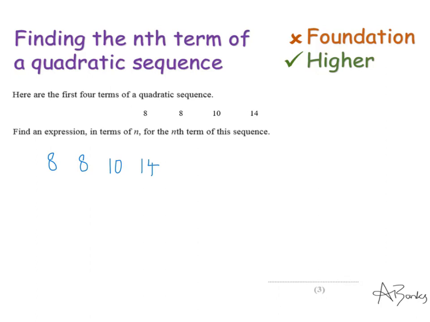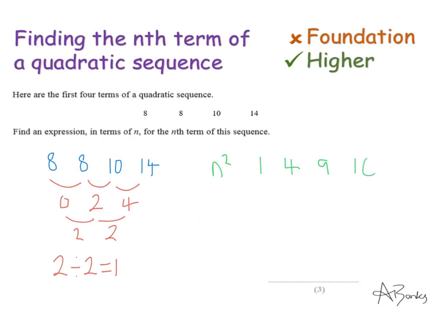Here's a slightly harder example. Let's see what happens this time. So finding my difference, I've got 0, 2, 4, which again is 2 and 2. So half my second difference is 1. I'm still dealing with my 1n squared, which is 1, 4, 9, 16.